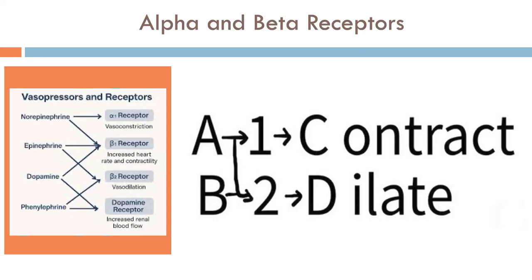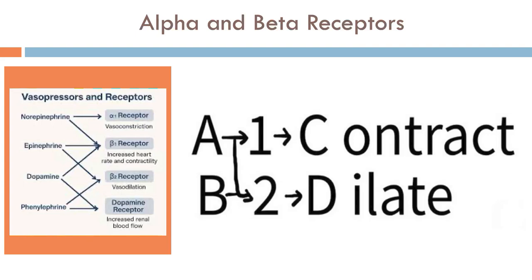Alpha 1, beta 1 constrict. Alpha 2, beta 2 dilate. We have alphas and betas all over, alpha 1s, beta 1s, alpha 2s, beta 2s, but it's where the predominance of the location is that determines their effect. What have we been taught? Where do the beta 1s kind of live? In the heart. Where do the beta 2s live? In the lungs.